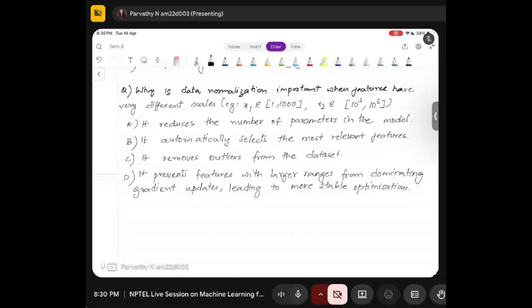Why is data normalization important? When features have very different scales. For example, there is a feature x1 which has values between 1 to 1000, and there is another feature which has a very high range value, like around 10 raised to 6. It reduces the number of parameters in the model. It automatically selects the most relevant features. It removes outliers. It prevents features with larger ranges from dominating gradient updates, leading to more stable optimization.